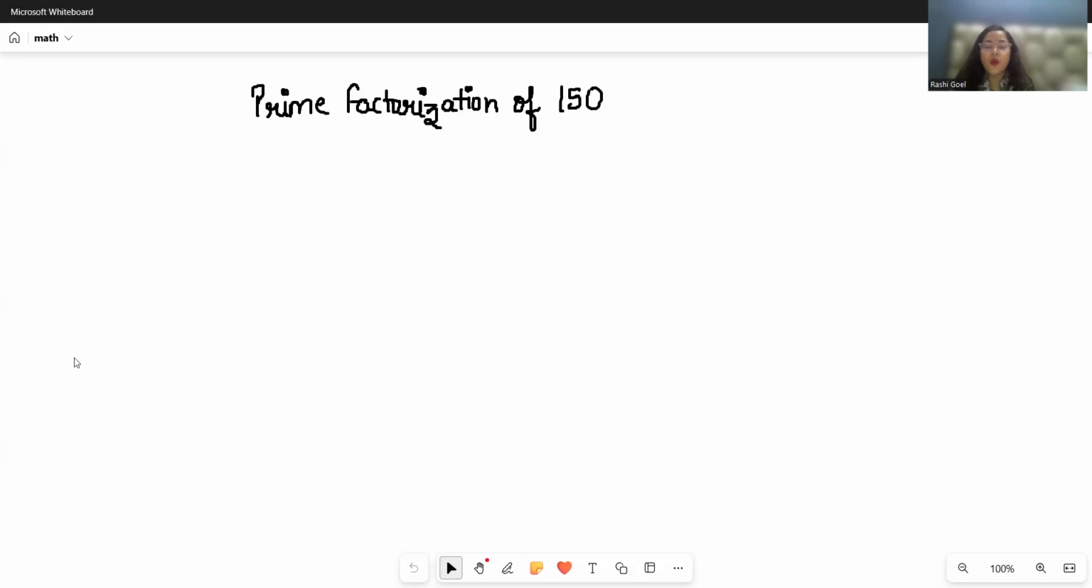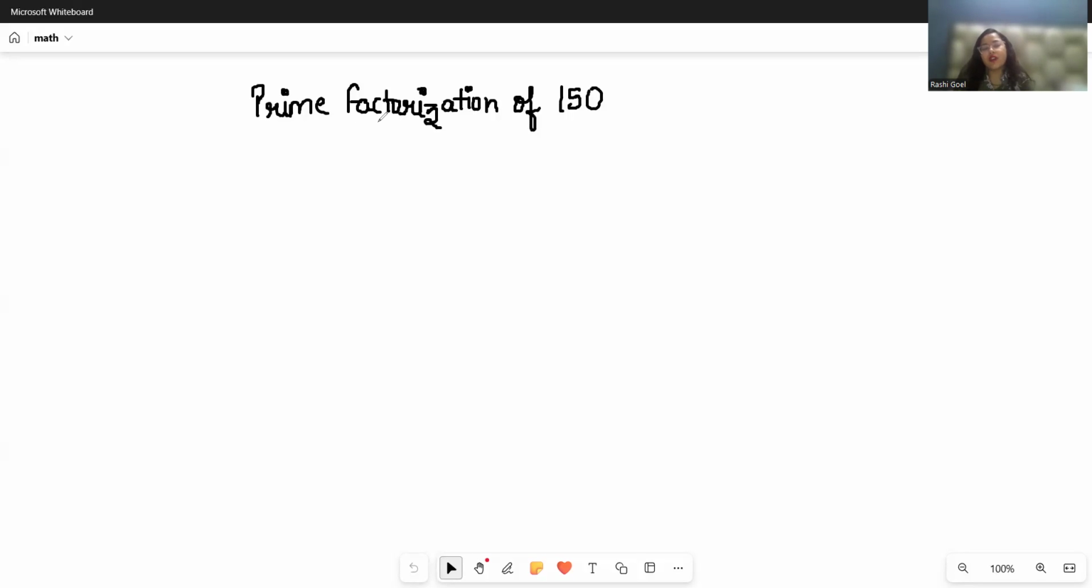Can you break 150 down into its building blocks? That means the prime numbers that exactly multiply to give it. So stick around as we peel back the layers of 150 using the magic of prime factorization. It is easier than it looks and way more satisfying.